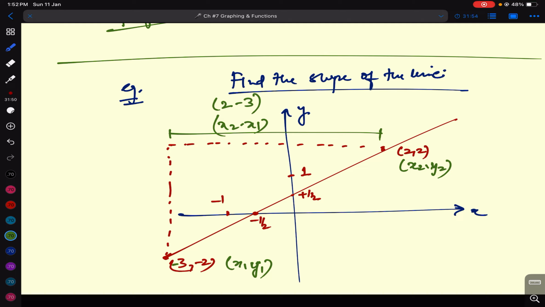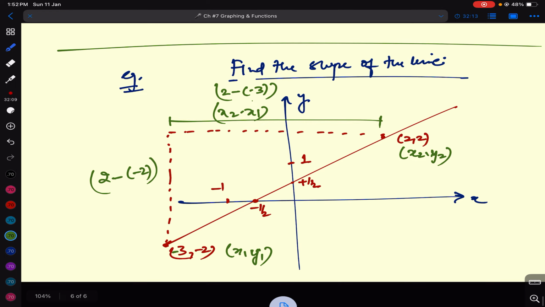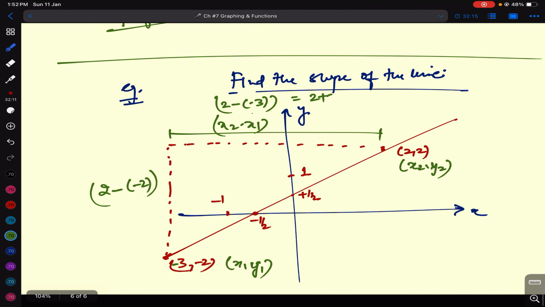Okay, because both x and y are negative. So here it is x2 minus x1. So x1 is -3, so it will be 2 minus -3, right? And what about y2 minus y1? So that will be y2, which is 2, and y1 is -2. So this becomes 2 plus 3, which is 5, and this becomes 2 plus 2, which is 4.